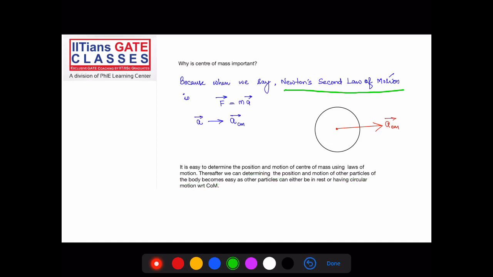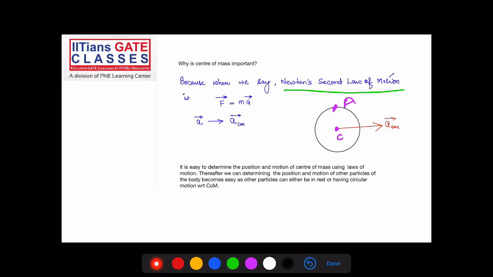Because all the other particles can either be at rest or have circular motion with respect to the center of mass. So if you consider any point A, apart from the center of mass, the motion and position of A could be really different, because the body, along with translation, might also have some rotational motion. So the combined effect makes it very difficult to determine the position and motion of any point A.